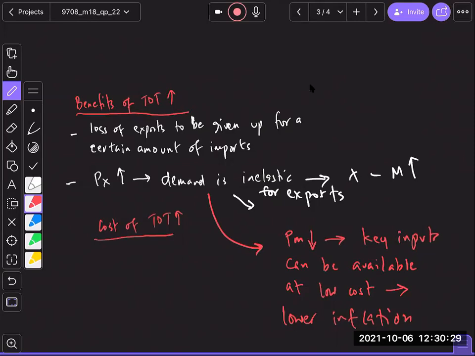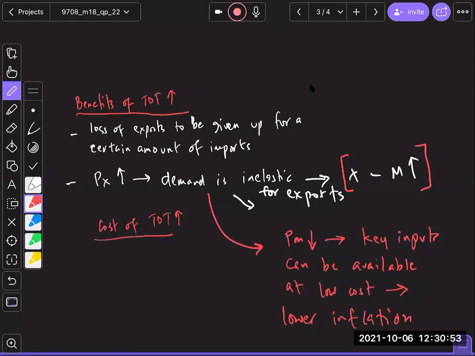Yeah, but when we talk about positives, we need to stop there. When we talk about the cost of terms of trade, we'll talk about this also. Cheap imports, exactly. Now let's talk about the cost of terms of trade, guys.